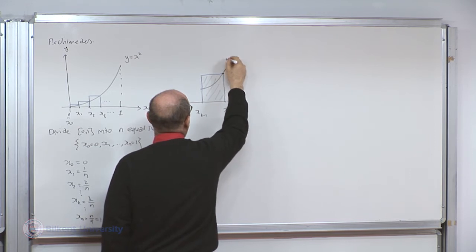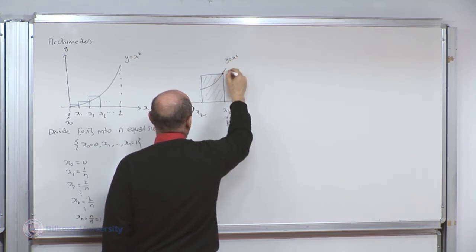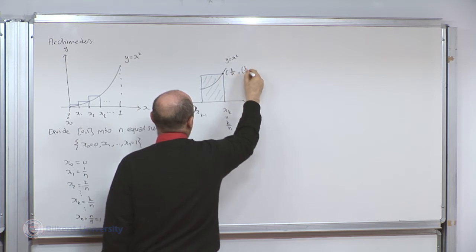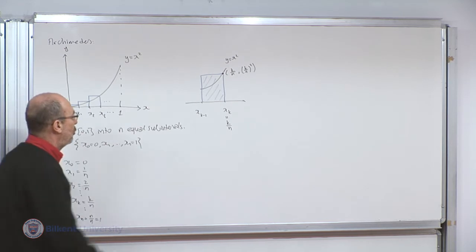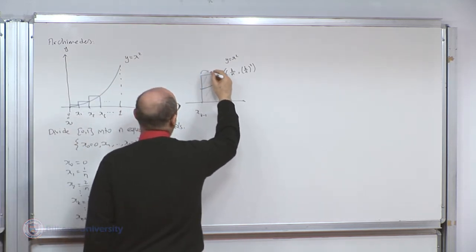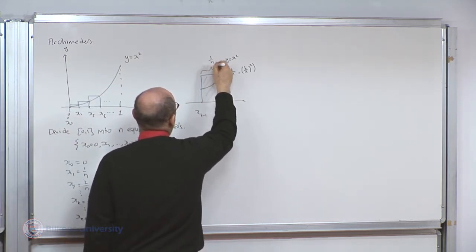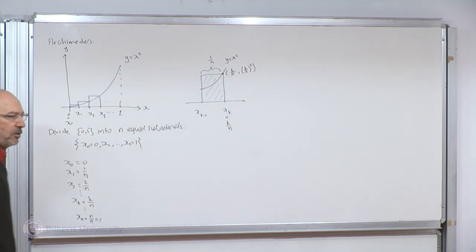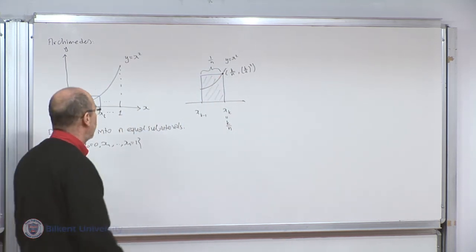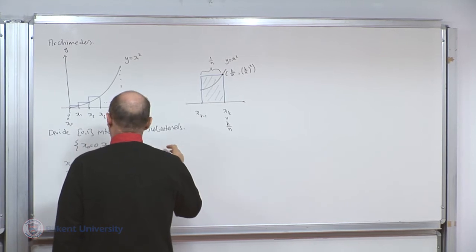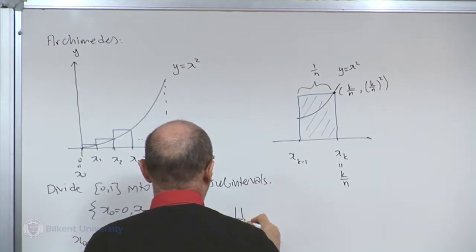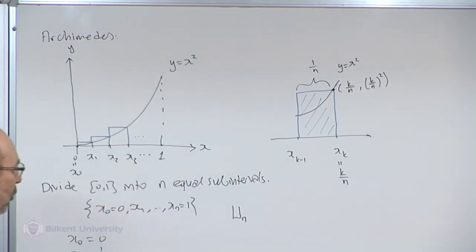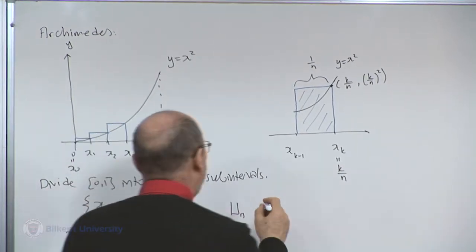This is the curve y equals x squared. So this is k over n squared. So the height is (k over n) squared, and this side is 1 over n. So I know the area of this. So we'll add up these areas. We form now what is called the upper Riemann sum. I'll denote this Un. We'll give it a name.